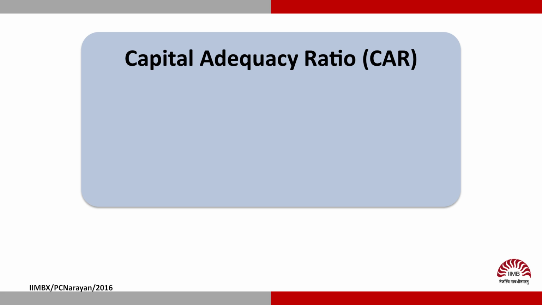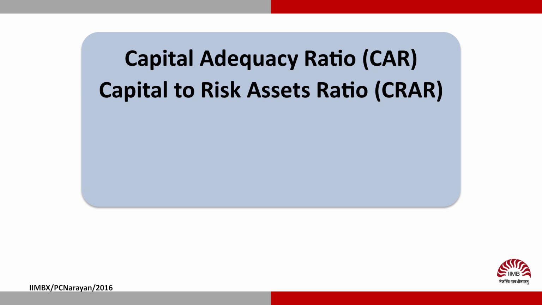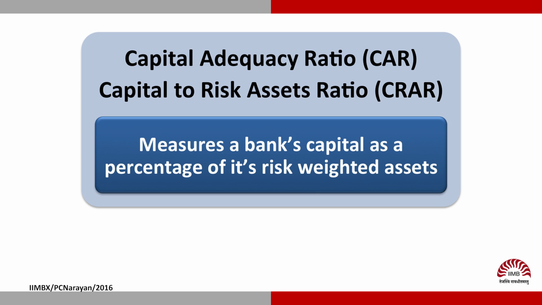In this session, we will look at how solvency is managed using a very ubiquitous metric called the capital adequacy ratio. Capital adequacy ratio, or CAR for short, also called capital to risk assets ratio, CRAR for short, measures a bank's capital as a percentage of its risk-weighted assets. Now, there are two operating phrases here: capital and risk-weighted assets.